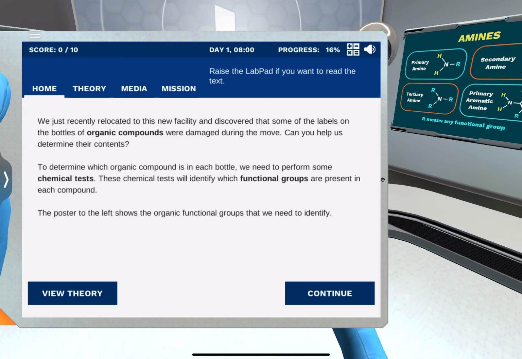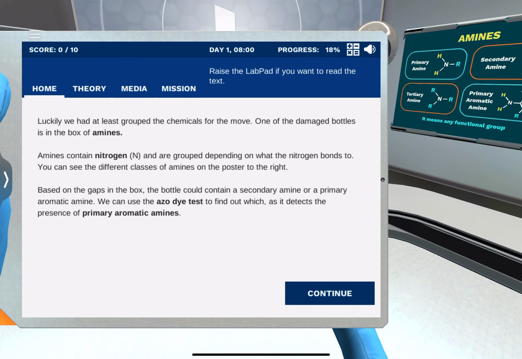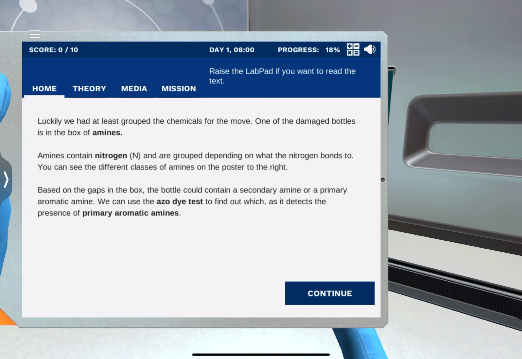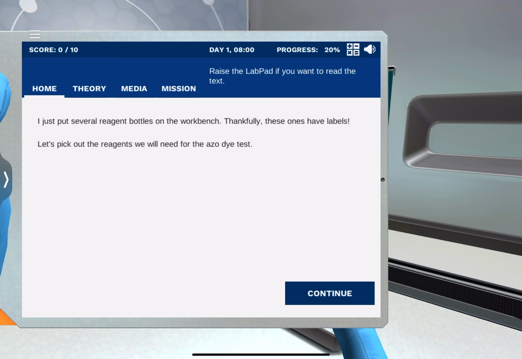The poster to the left shows the organic functional groups that we need to identify. Luckily we had at least grouped the chemicals for the move. One of the damaged bottles is in the box of amines. Amines contain nitrogen and are grouped depending on what the nitrogen bonds to. You can see the different classes of amines on the poster. I just put several reagent bottles on the workbench. Thankfully, these ones have labels.